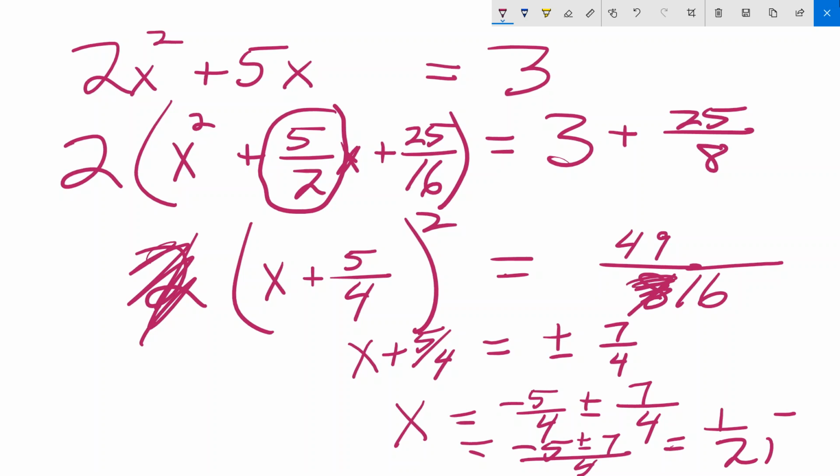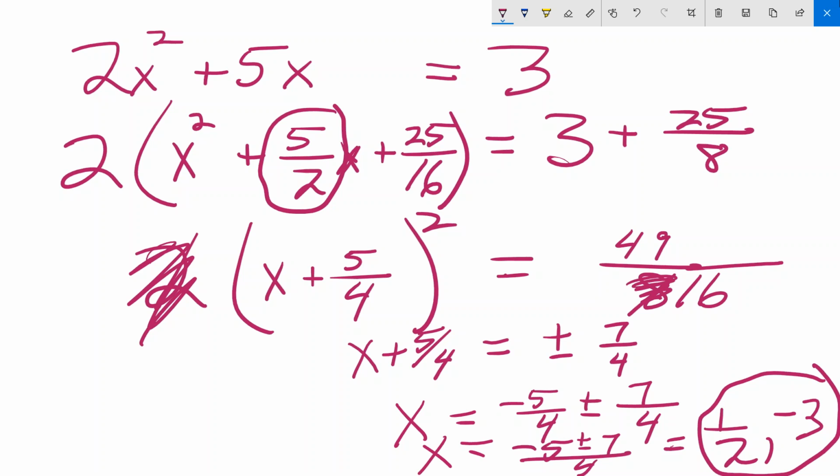I think, well, let's see, minus 12/4 is minus 3. Right? Yeah, minus 12 divided by 4 is minus 3. So here's my 2 answers right there. Oh, cool.